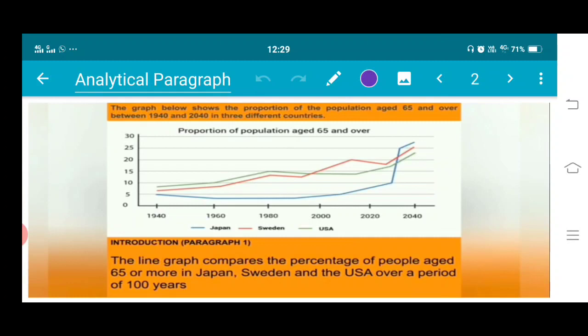And one more thing, in the question they have written three different countries, right? And I have written here the names Japan, Sweden and USA. So that is called paraphrasing, meaning in your own language you have to write this introduction, okay? But that should be only related to the question provided to you.